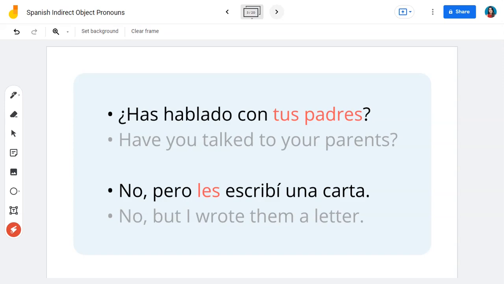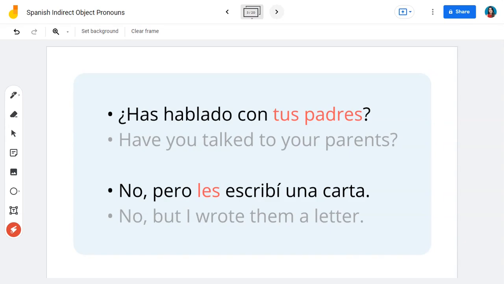¿Has hablado con tus padres? Have you talked to your parents? No, pero les escribí una carta. No, but I wrote a letter for them. All right. So les is substituting something. What is it substituting? Remember, it is a pronoun, so it is substituting something. What is it substituting? Tus padres, right?